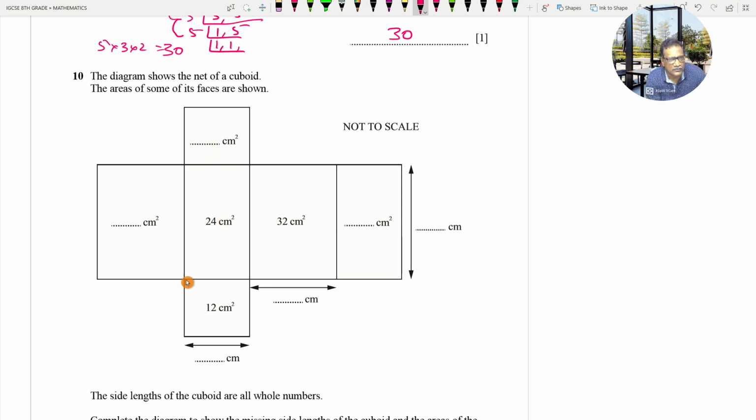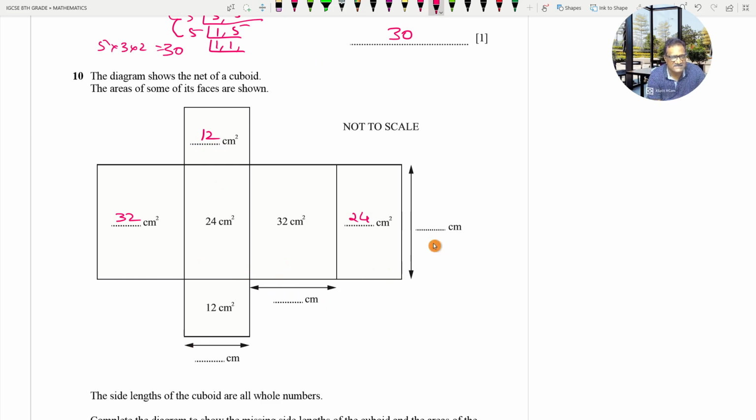Going by this net, this face is 32 square centimeters. This one also has to be 32, because these are opposite faces. Now this is 24. Opposite to this face, you have this face, so here also you'll write 24. Now this is 12 square centimeters, so opposite to this will be this face. So here also you write 12, sorry, not 24. This will also be 12.